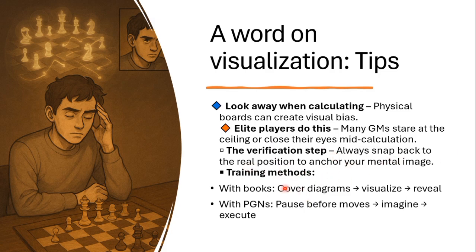So training methods. Cover diagrams, visualize, reveal. You can also just read chess books without seeing the board, and then set up the board based on the moves that were played. Or you could just look at PGNs, imagine the score sheet before the moves are played, and see if you can verify that the position that you see in your head is the same as the position that you saw when you closed your eyes. So this is very effective. I've seen Praggnanandhaa also do this.